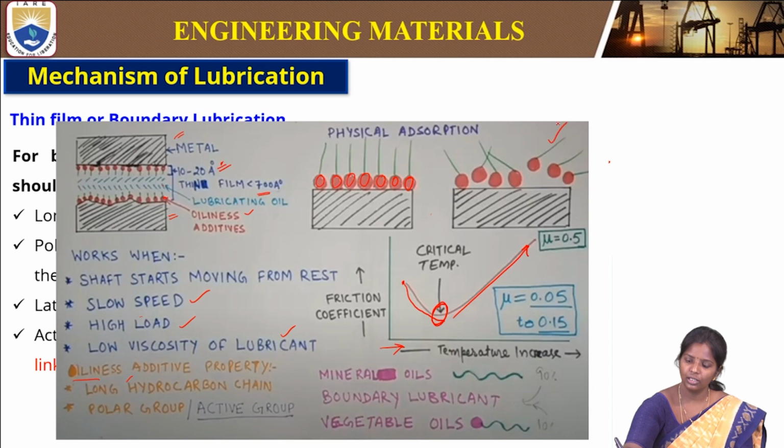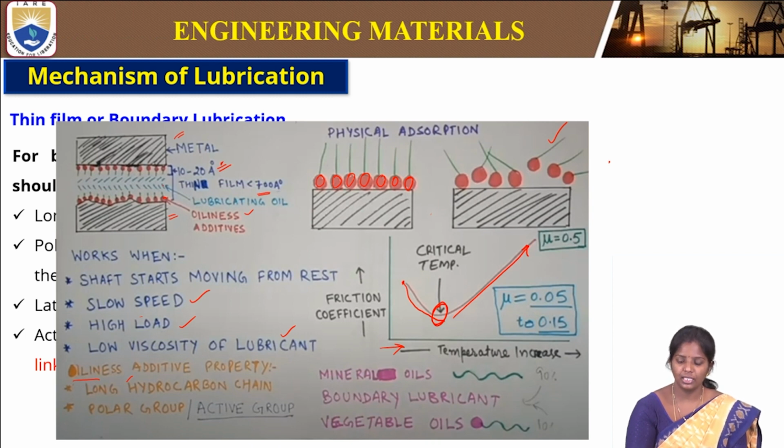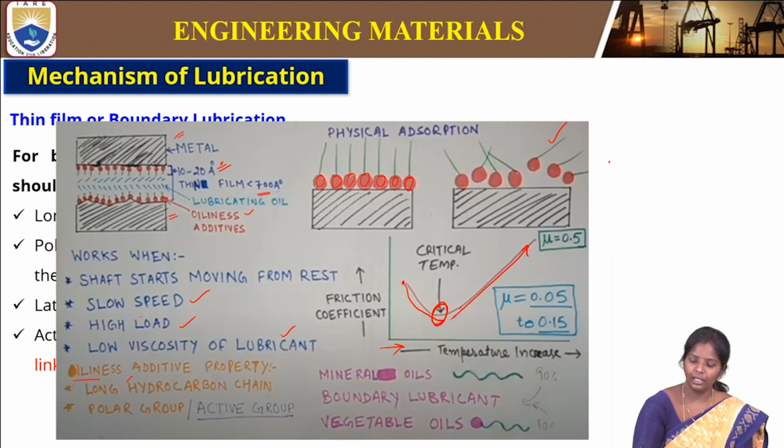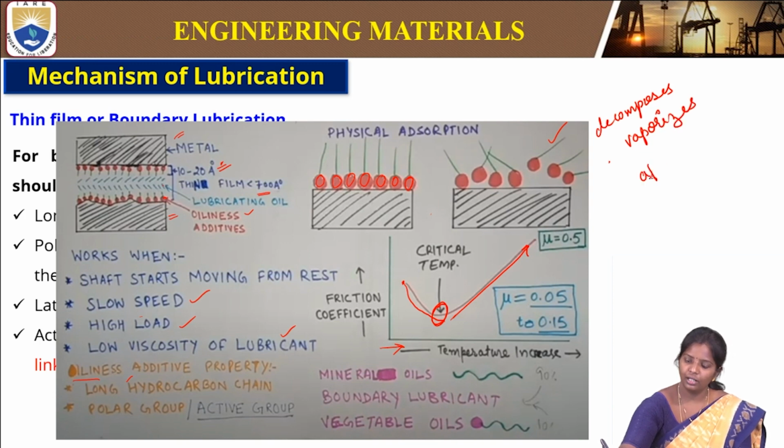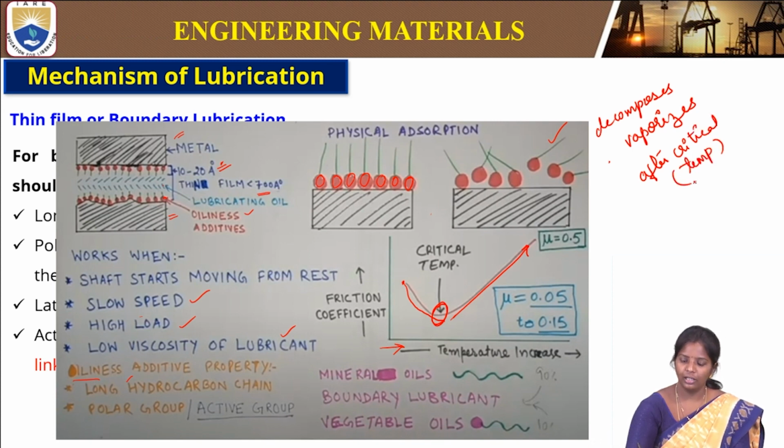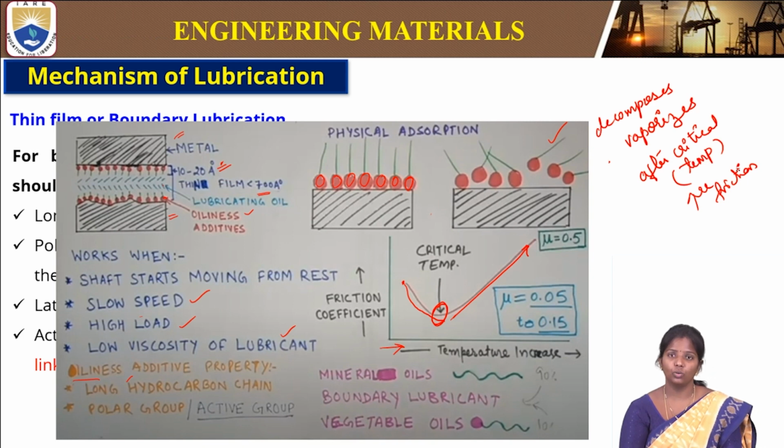Then what happens during that time? The polar heads will be dissociated or moved from their original places. So that is why it decomposes or vaporizes. After the critical temperature, this is what happens. Then there is an increase in the friction, so it is of no use further.